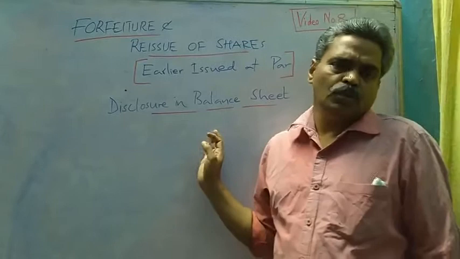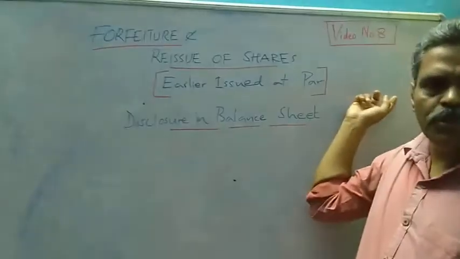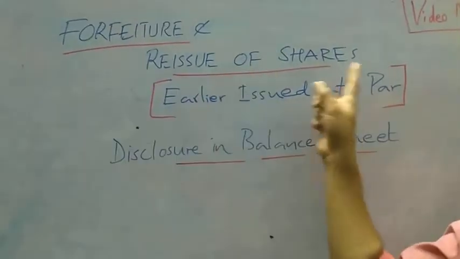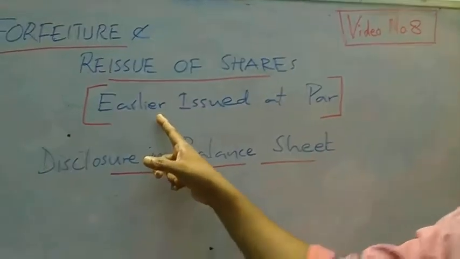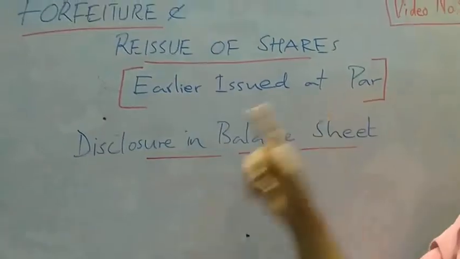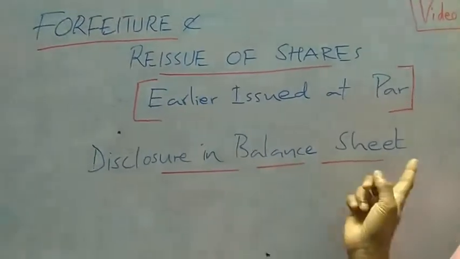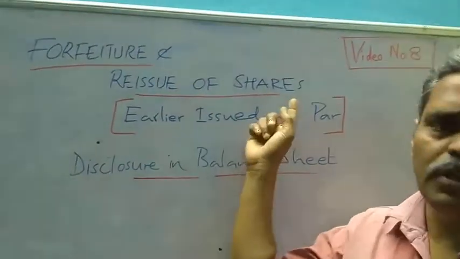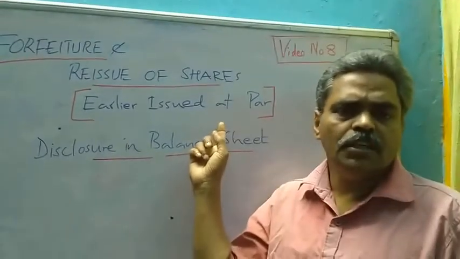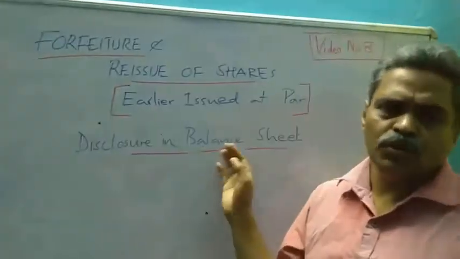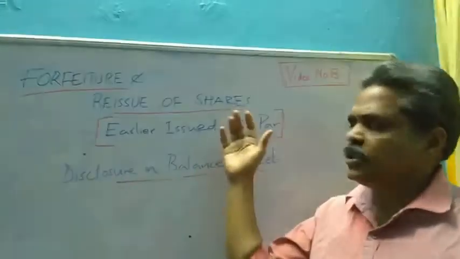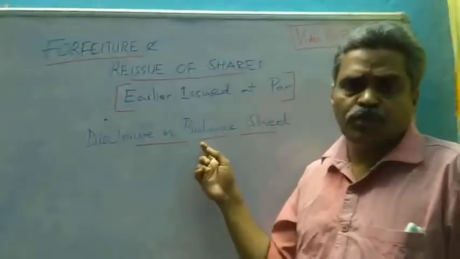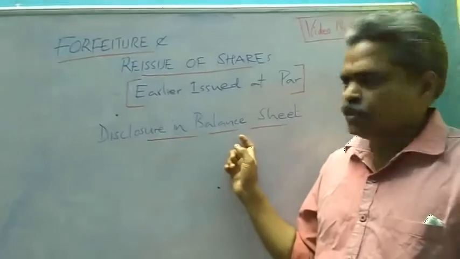Today we move to video number 8. Today's topic is forfeiture and reissue of shares earlier issued at par and disclosure in the balance sheet. In video number 7 we studied the same topic, but it was the journal entry concept. So today we are going to discuss how the same concept is incorporated in the balance sheet of a company. That is the topic today.